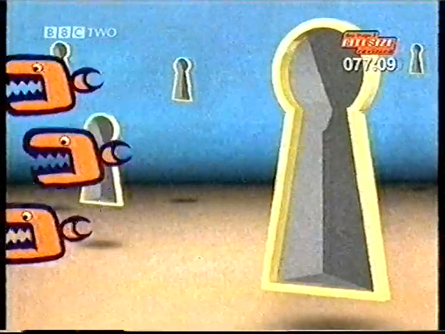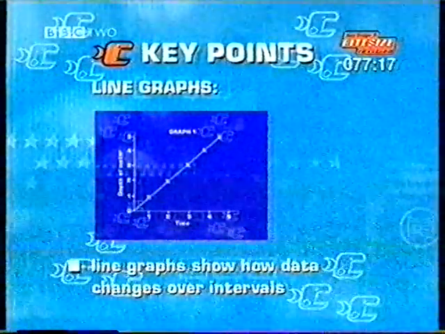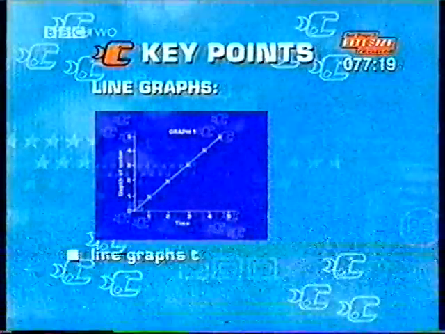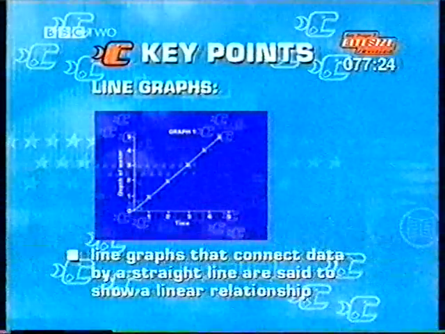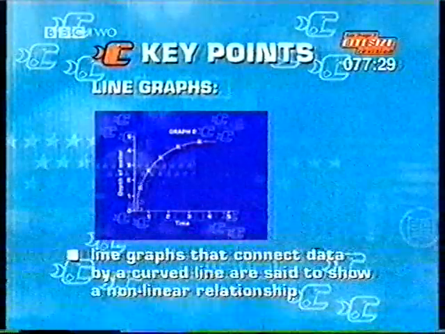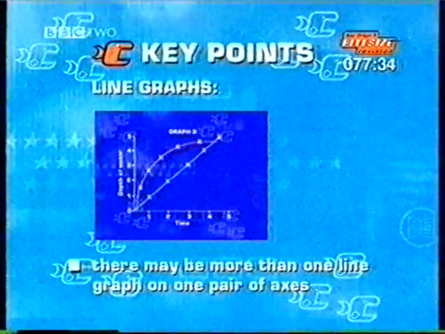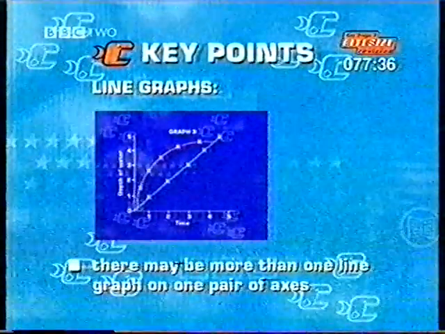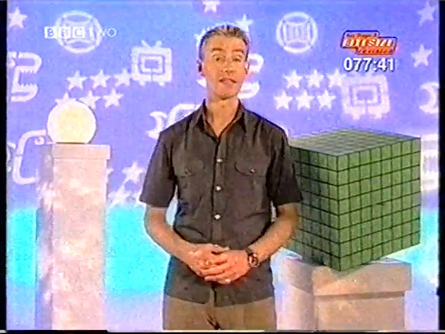Okay, now to summarise. Line graphs show how data changes over intervals. Line graphs that connect data by a straight line are said to show a linear relationship. Line graphs that connect data by a curved line are said to show a non-linear relationship. There may be more than one line graph on a pair of axes. This is the end of the unit on collecting and representing data.